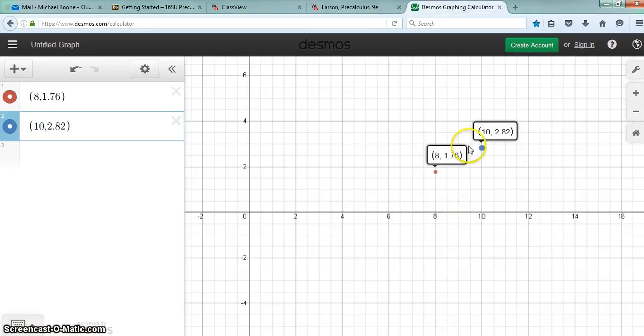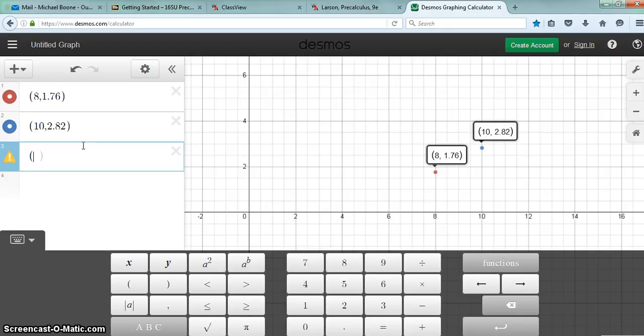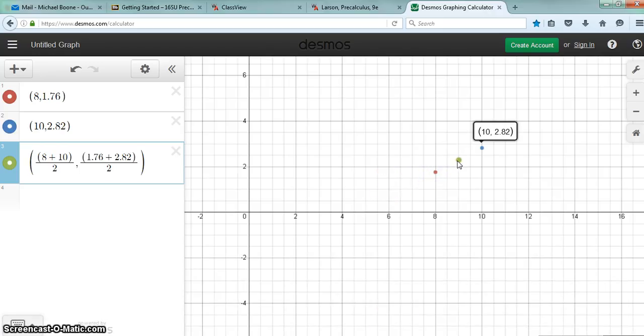But then what would halfway in between 1.76 and 2.82 be? So we could just add those up. We could do it for both of them. We could say 8 plus 10 divided by 2. That's my x value, and then my y value is 1.76 plus 2.82 divided by 2. And that'll give us that new point, which is (9, 2.29).